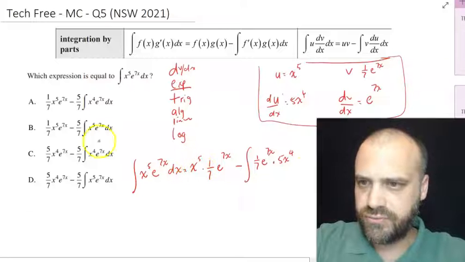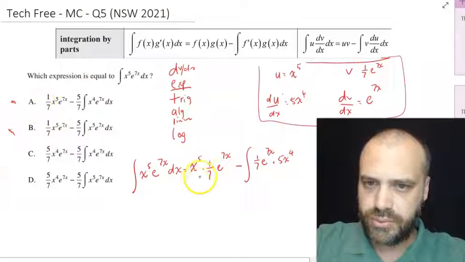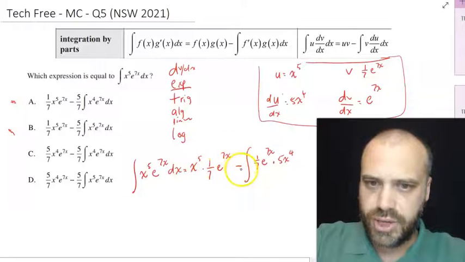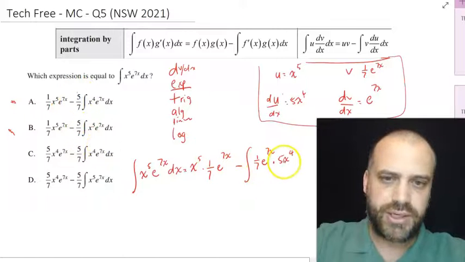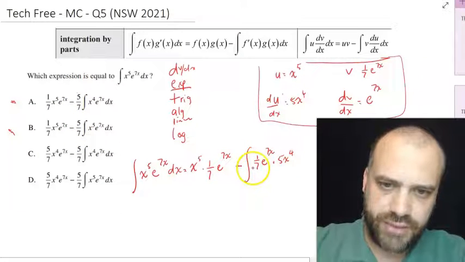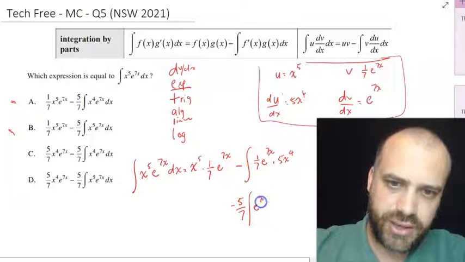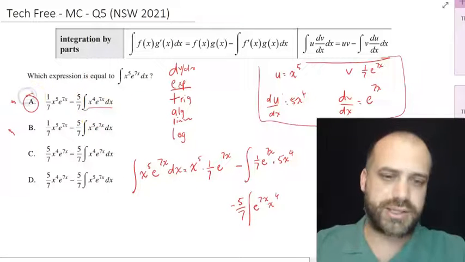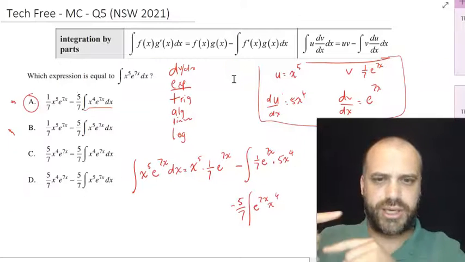We've got x to the 5, so it's either this one or this one here. We've got 1/7 x to the 5 e to the 7x minus, and then it's got this 5/7. So we can see that the 5 and the 7 comes out, so that makes sense. Minus 5/7 integral e to the 7x, x to the 4. Okay, looks like I need this one here because I need that x to the 4. My answer is A.